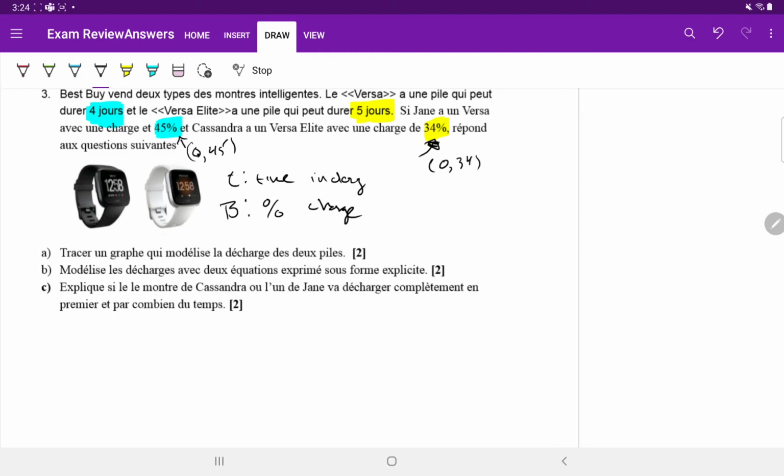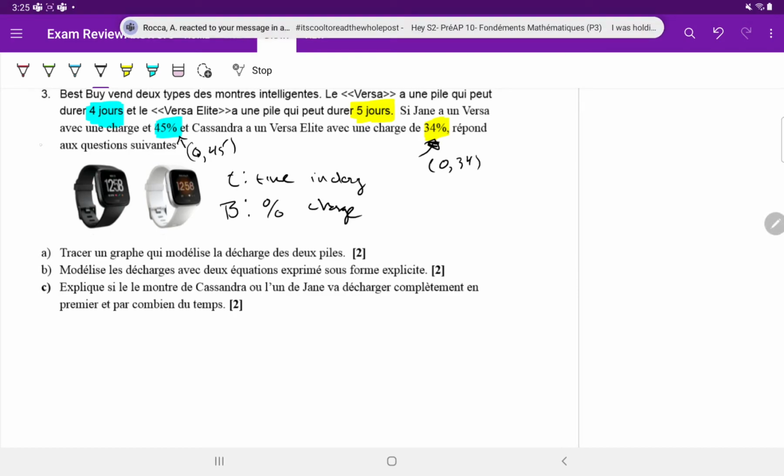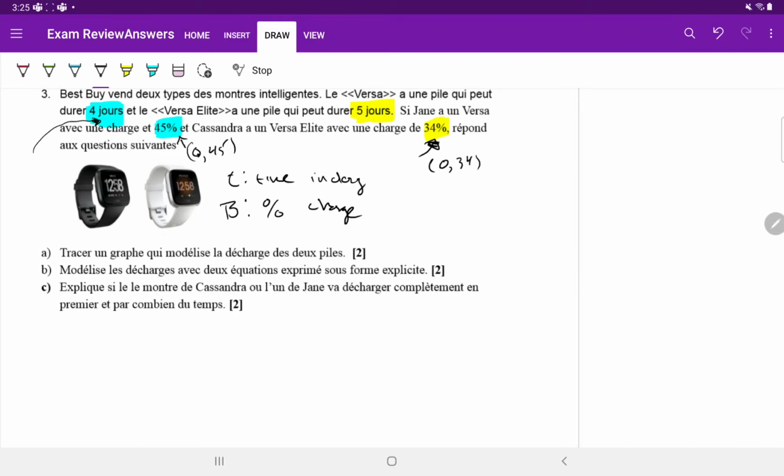The tricky thing, though, is that we don't have any slope explicitly given to us, saying we're losing 10% each day or whatever it is. However, in the question, we can make a connection: it takes 4 days for that to discharge, and this one takes 5 days to discharge. Discharge from what percentage? Well, from 100. So if I say 100 divided by 4, that means each day I'm going to lose 25%. That right there is my slope. Same thing here, 100 divided by 5 gives me negative 20% each day.